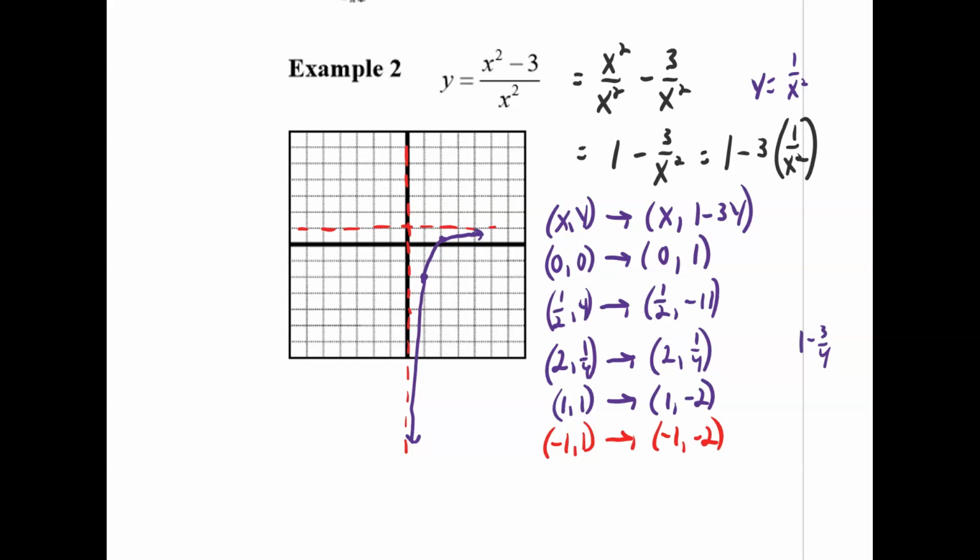1 minus 3 is negative 2. All right, so we have negative 1, negative 2. Negative 1, negative 2 right there. So we do have a counterpoint, like it's reflections on the other side.